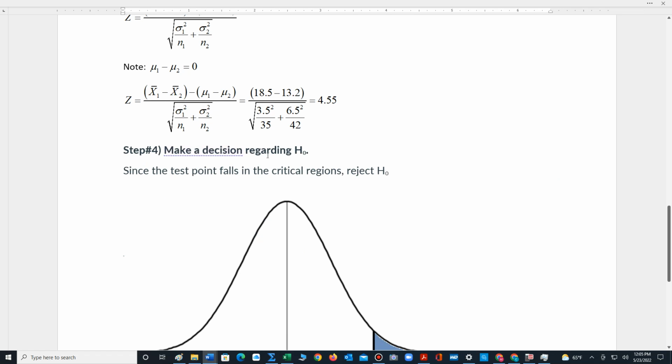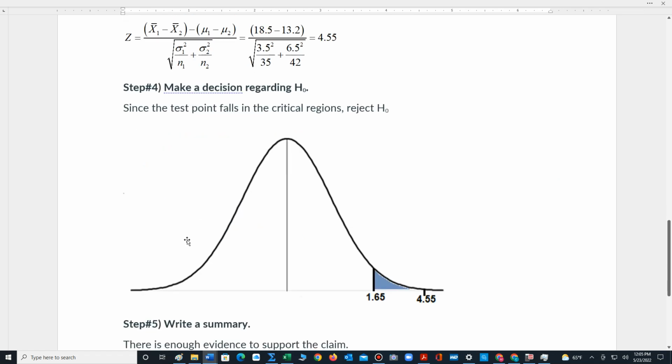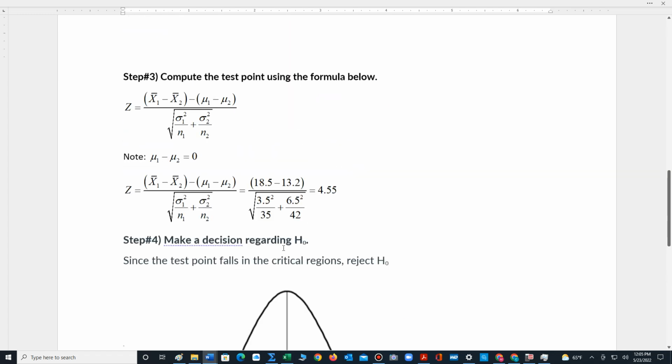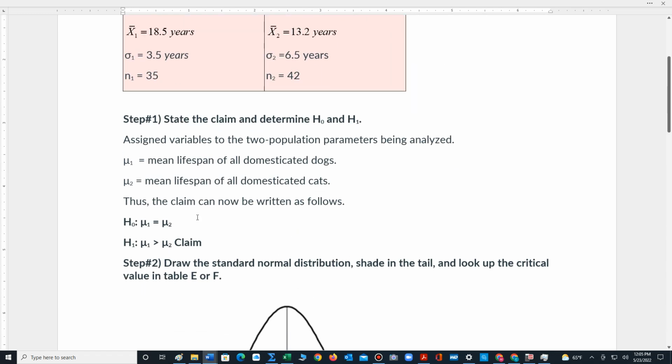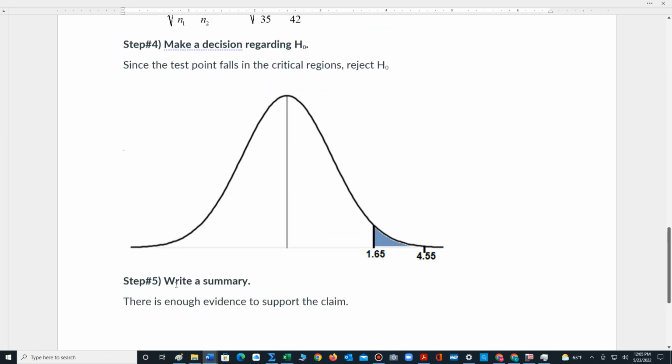We make a decision regarding H naught. Remember, each test is to determine whether we reject or not reject H naught. The test point definitely falls in the critical region, so we reject H naught. We write our summary. Let's go back to the claim. We rejected H naught. The claim is H sub 1, so we can support the claim.